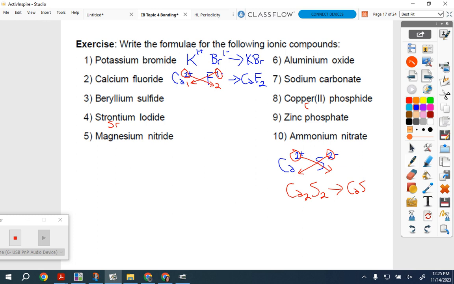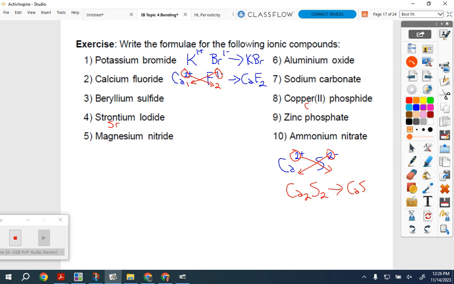One of the questions that came up this morning was about zinc phosphate. So number 9, zinc is in the D block. And so you might be thinking, well, why would they give us zinc without a Roman numeral? Because it's in the D block, it should have multiple charges, but it doesn't.